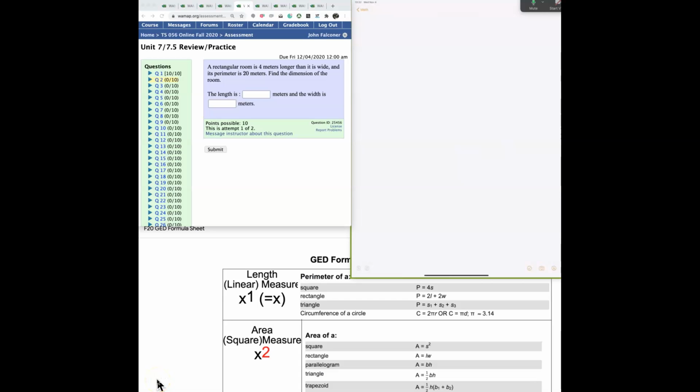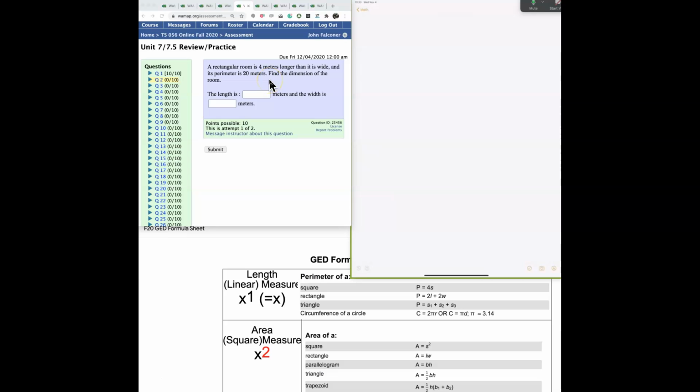We're going to take a look at another word problem. We're trying to translate the text into algebra and from there work through to the solution. This problem: a rectangular room is 4 meters longer than it is wide, and its perimeter is 20 meters. Find the dimensions of the room. So we are looking for the length in meters and the width in meters.